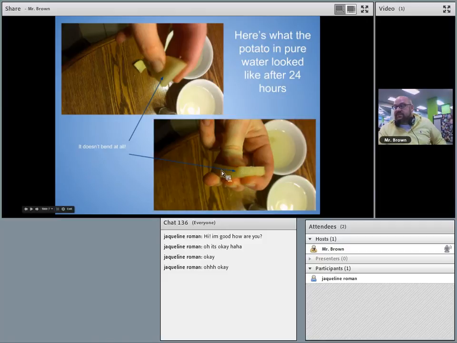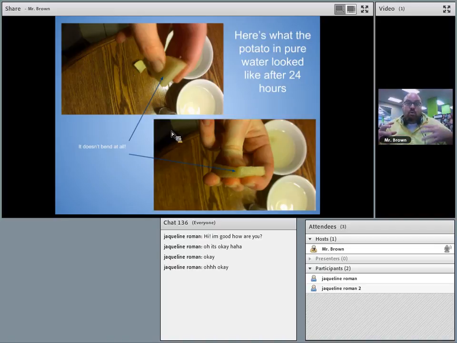Alrighty. This is the freshwater potato. Very, very firm. So what happens is, in the freshwater potato, water actually went into the potato. So there was more water concentration in the freshwater than there was in the potato. The freshwater potato piece had less water inside of it. So more water went into the potato, and it actually becomes firmer. It gets really hard. Okay, this can't bend. You can see it's super straight.